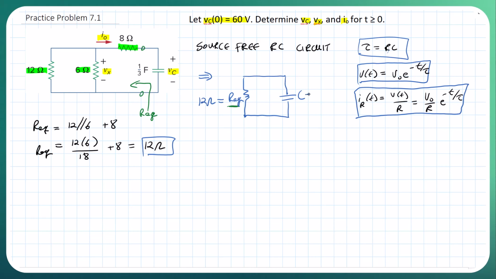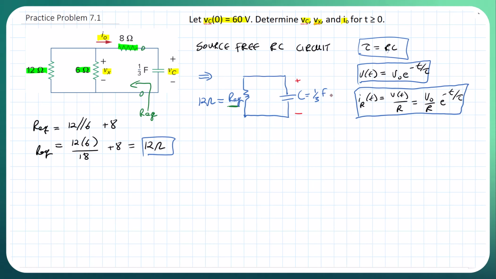Our C here is just 1/3 farad. So now we've figured out our equation, and what we can do is figure out our V.